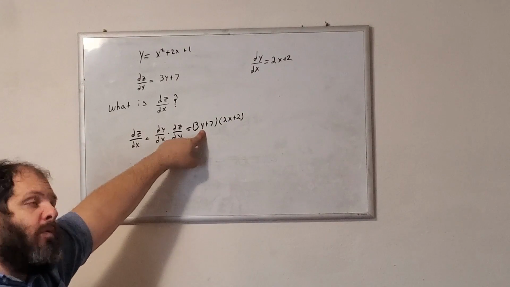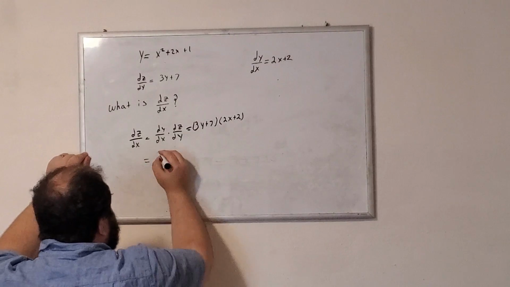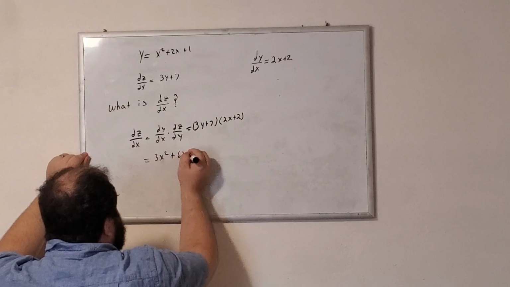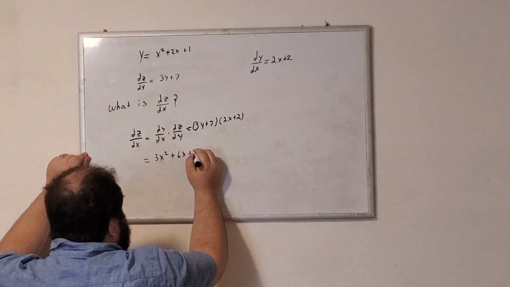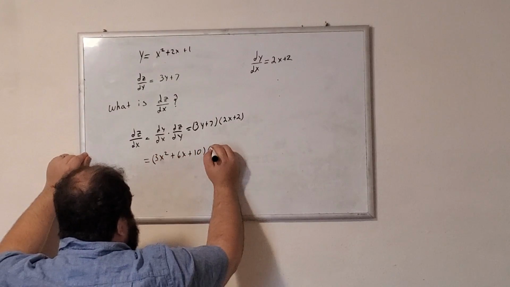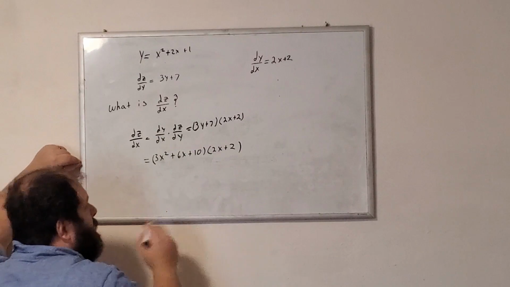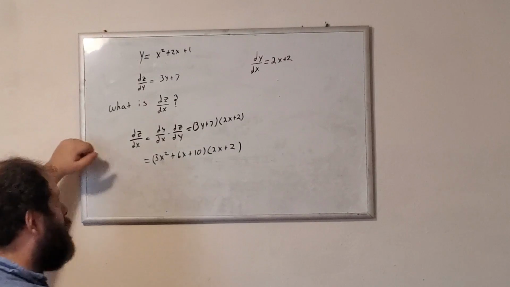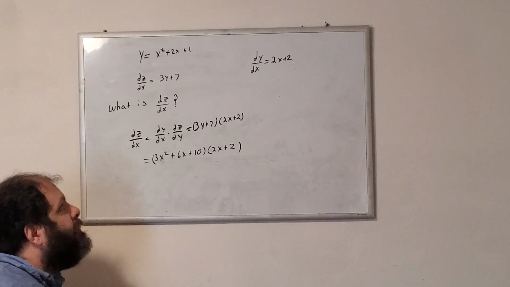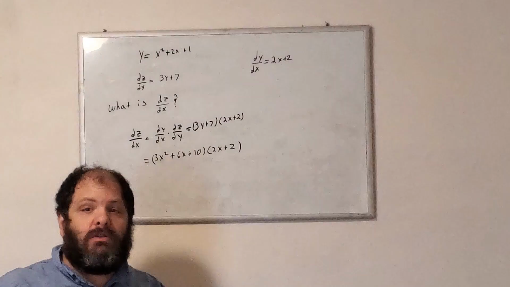Now we have one last step. We do need to rewrite y in terms of x. And so then this is equal to (3x squared plus 6x plus 10) times (2x plus 2). And then from there we can FOIL it out, but now that we're at a function of x, this would be a satisfactory solution to turn in. All right? So this is just another example of what related rates looks like.